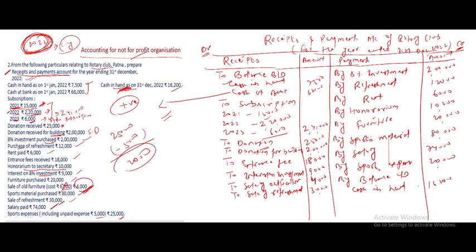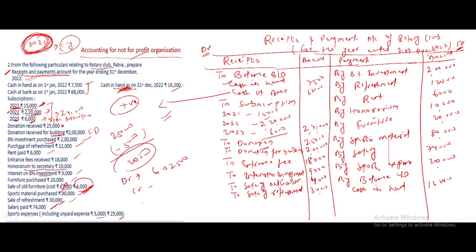7,500 plus 68,000 plus 2,41,000 plus 25,000 plus 2 lakh plus 18,000 plus 9,000 plus 4,000 plus 30,000. Debit total is 6,02,500. Now we add up the credit amounts.